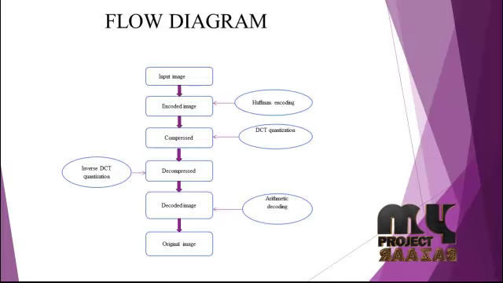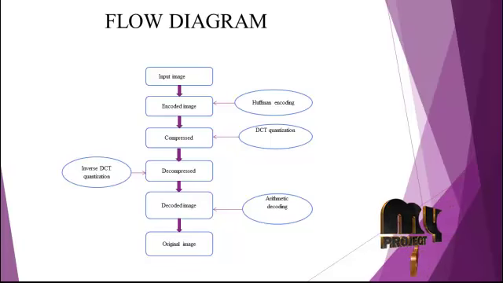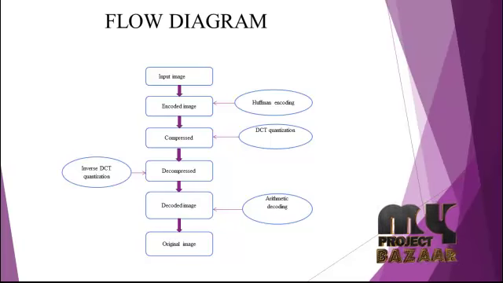Now come to our flow diagram. Our flow diagram represents the encoding and decoding process of our images. Initially we have to give the input image. After getting our input image, we have to encode that image by using Huffman encoding. It is our encoding technique.